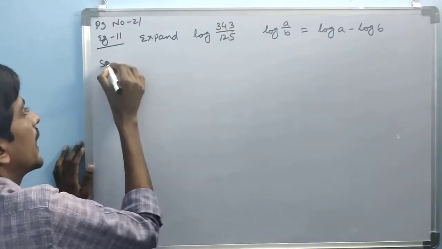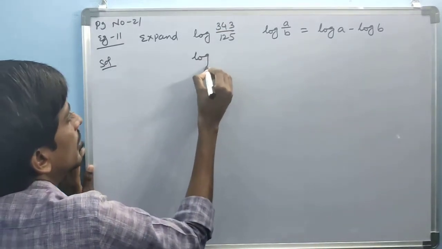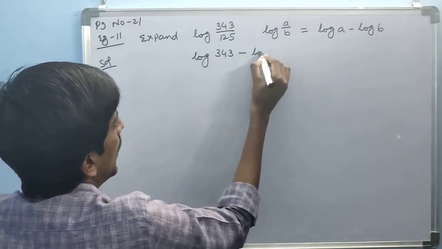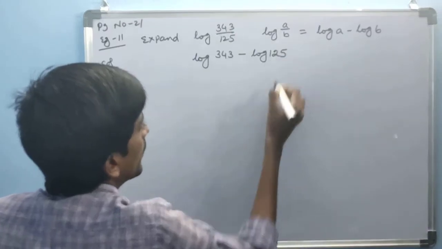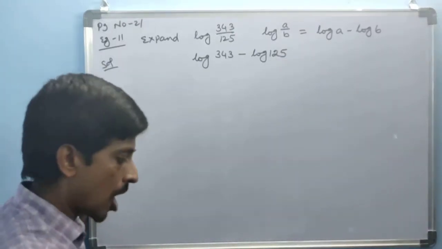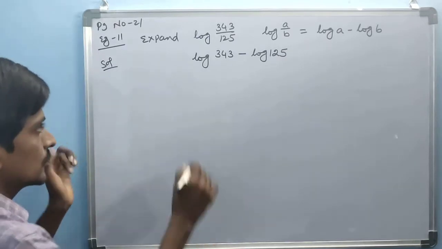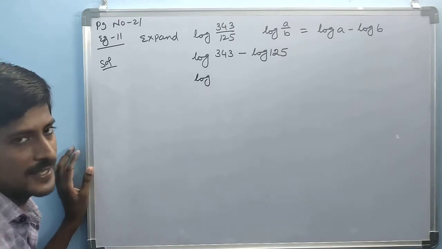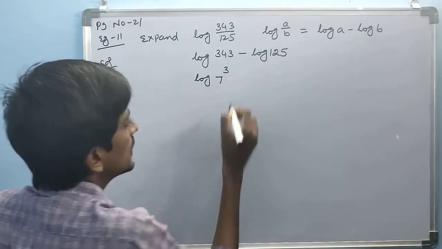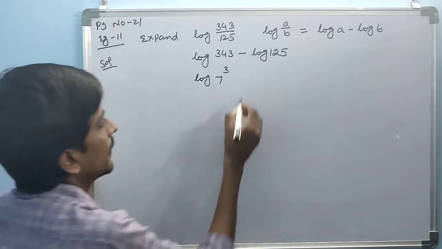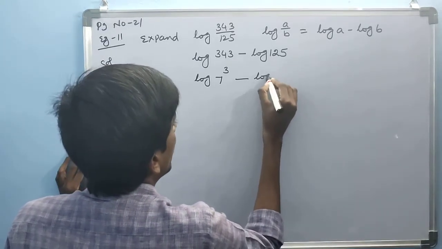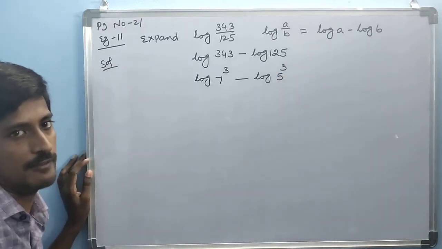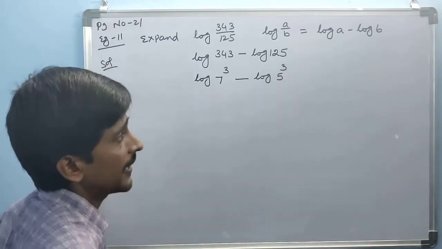So this can be written as log 343 minus log 125. Log a minus log b, form like that. So log 343 can be written as 7 cube, 7 into 7 into 7, minus log 125, which can be written as 5 cube, 5 into 5 into 5. 5 5s are 25, 25 5s are 125.